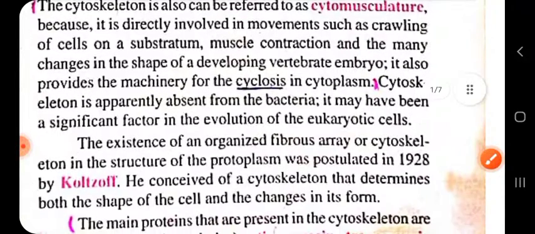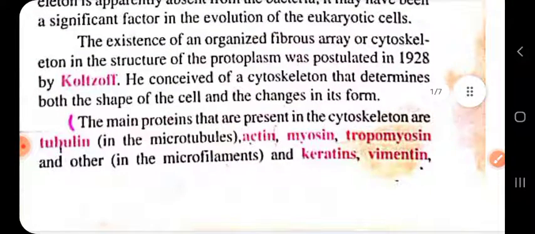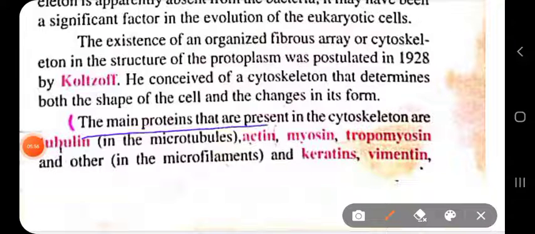Coming to the next point, I will not talk about all the things here; the important ones I will discuss. Now, the main proteins that are present in the cytoskeleton. We have said before that microtubules, microfilaments, and intermediate filaments are the main protein filaments that compose the cytoskeleton. But what are the proteins that make up the microtubules? What are the proteins that make up the microfilaments, also called actin filaments? And what are the proteins that are involved in making intermediate filaments?